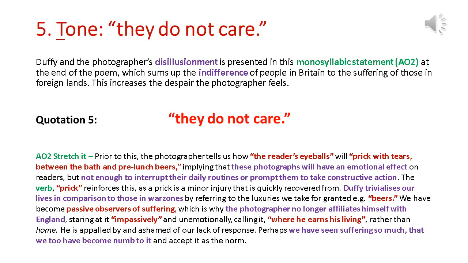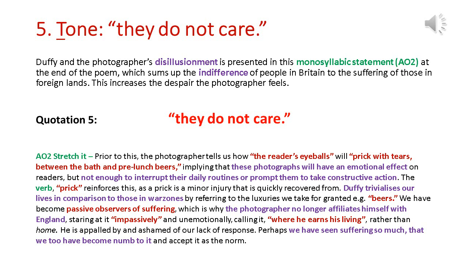Just before this final statement, the photographer has told us how the reader's eyeballs will prick with tears between the bath and pre-lunch beers when they're looking at these photographs in the Sunday newspaper. Now that quotation there implies that these photographs will have an emotional effect on readers because their eyes will prick with tears, but not enough to interrupt our daily routines or prompt us to take any kind of constructive action, because we'll look at these pictures and then we'll carry on with our daily lives and have our afternoon beers.